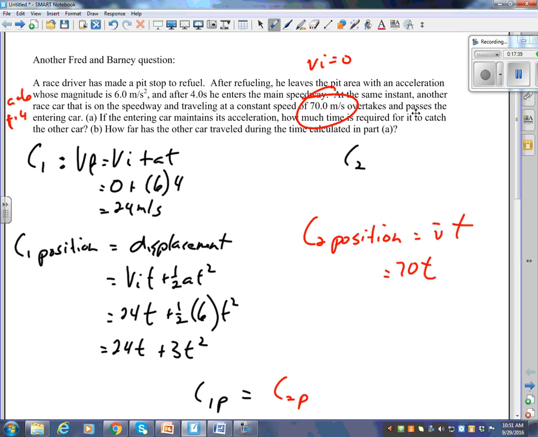Now, we also have to find out how far the other car has traveled during the time calculated in part A. The other car would be the one that's going 70, right? Would it not be the same distance? Both cars would have to travel the same distance. They start out side by side and they end up 15 seconds later side by side. It would be the same, I think.